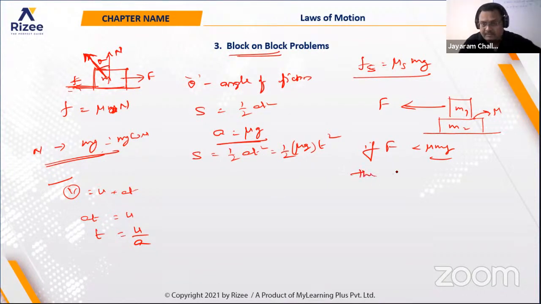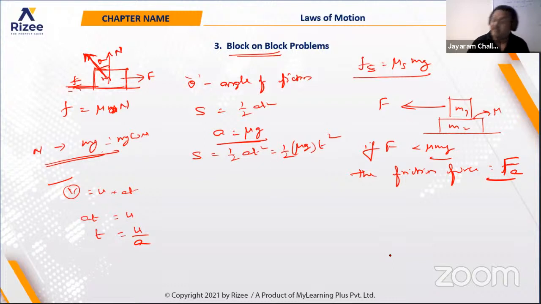then the frictional force is equal to the applied force. It will be equal to ma, because the static frictional force is a self-adjusting force up to a certain value. So whatever the applied force is, the same force will be given to this block, and that applied force is also equal to your frictional force.